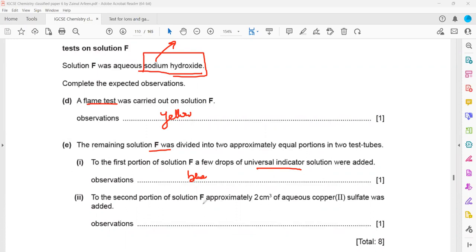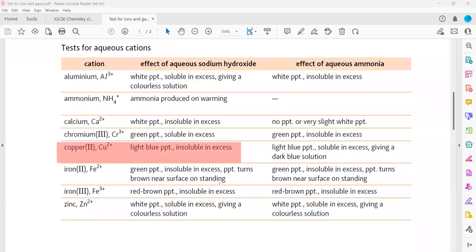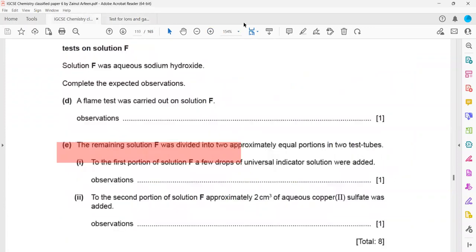The second portion of F, approximately 2 cm cube of a copper 2. So when we have a copper 2 ion and we add sodium hydroxide, we will get a light blue precipitate, which will be insoluble in excess. So we can say light blue precipitate remains. So blue precipitate, light blue precipitate.